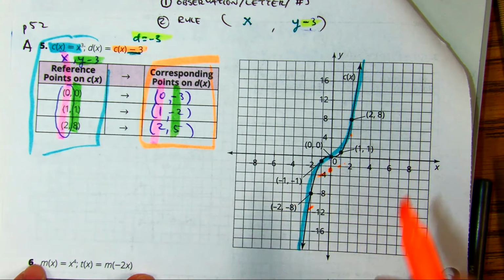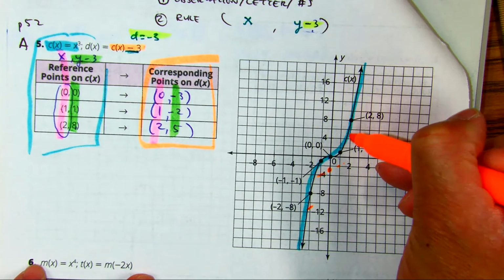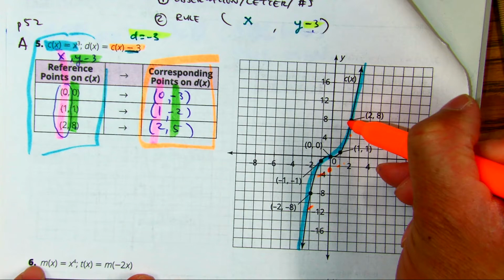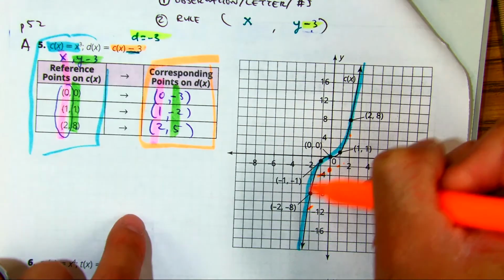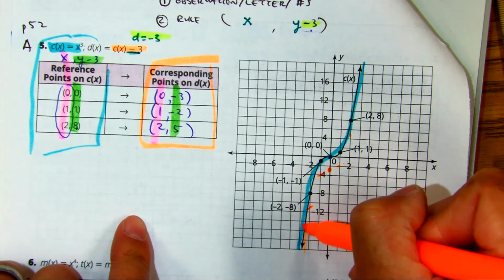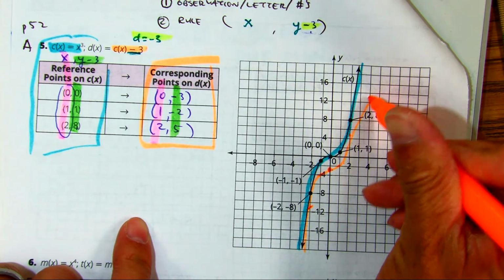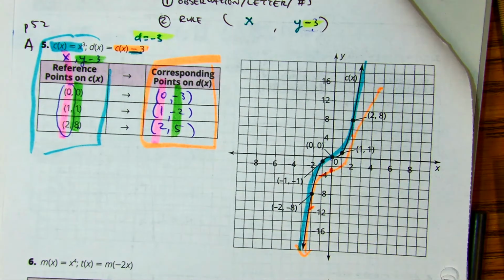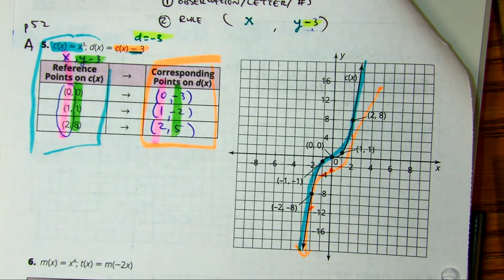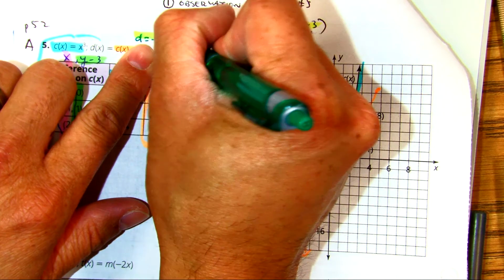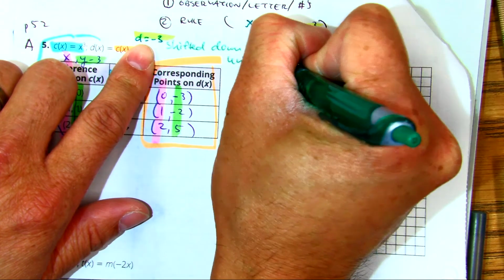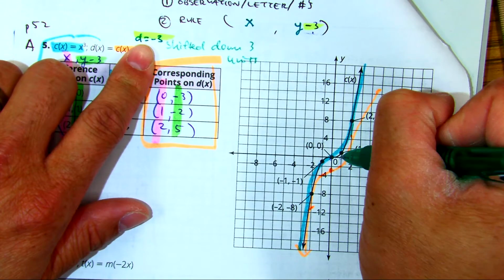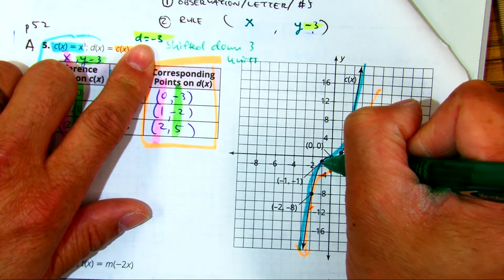So basically, if you see what's happening from the black point to the orange point, it's just being shifted down 3 units. 1, 2, 3. And this is your new graph. So again, D means shifted down 3 units. And again, you can see that from all the points. They're being shifted down 3 units.